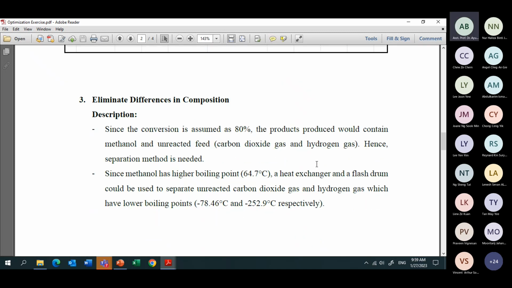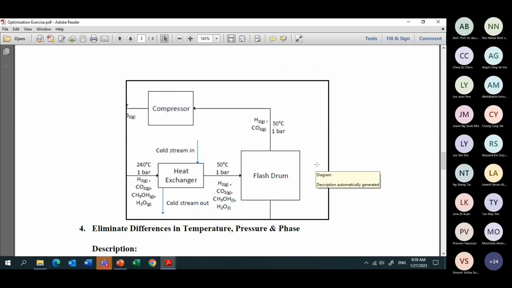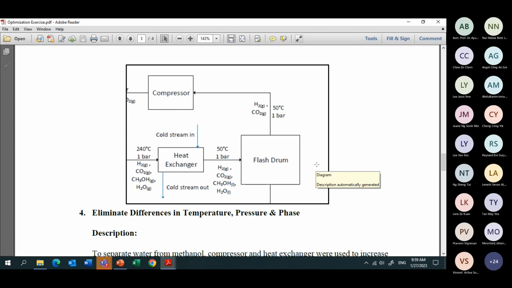Eliminate differences in composition. Using a flash drum to separate CO2, H2, methanol, and water, gas and liquid. Then do you need to separate the methanol and the water? Yeah, that one will go through the distillation column later. Okay.